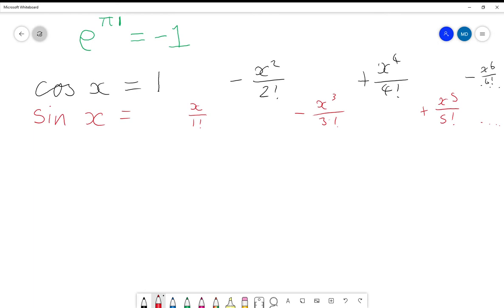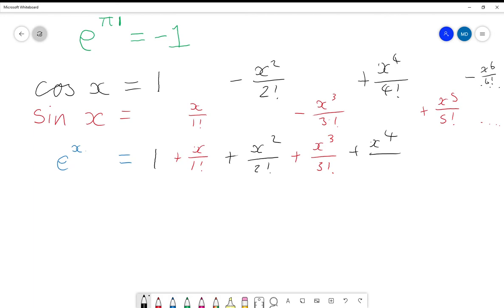Now, lastly, I'm going to write down the Maclaurin series for e to the x. And this is 1 plus x over 1 factorial plus x squared over 2 factorial plus x cubed over 3 factorial plus x to the 4 over 4 factorial plus x to the 5 over 5 factorial plus x to the 6 over 6 factorial.